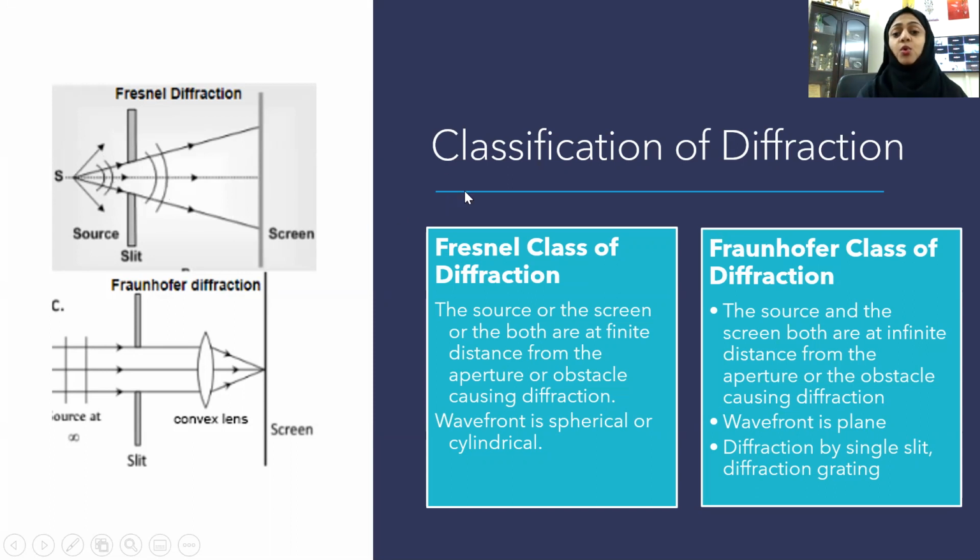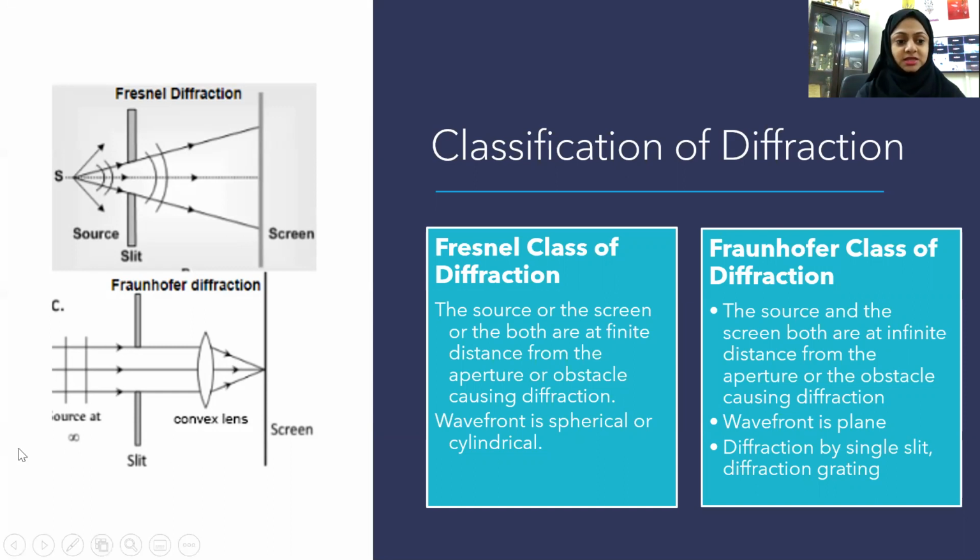Now let us see what is a Fraunhofer class of diffraction. The source and the screen both are at infinite distance from the aperture or the obstacle causing diffraction. So if the source and the screen are at infinite distance from the obstacle or aperture, what will be the nature of the wavefront? The wavefronts will be plane.